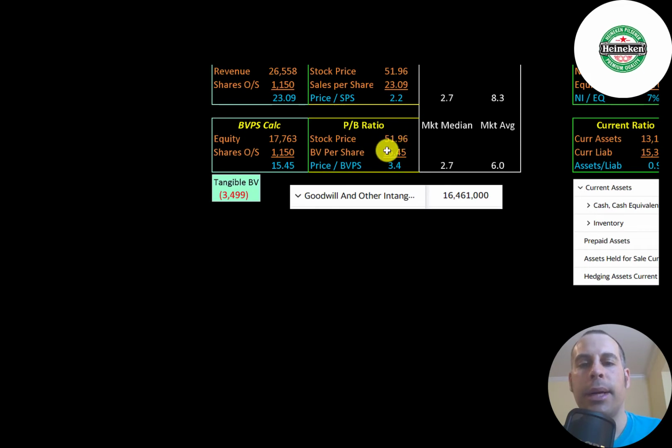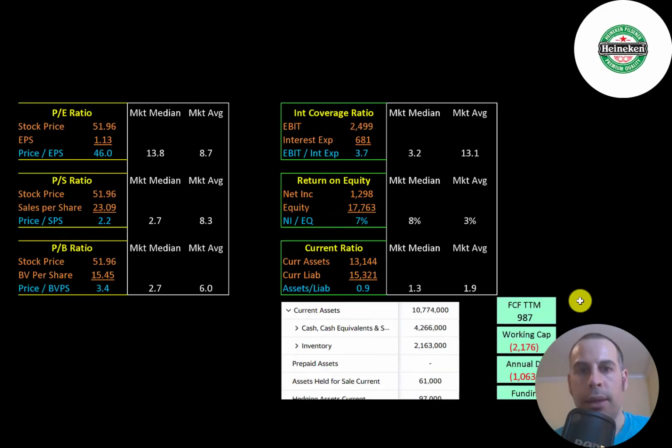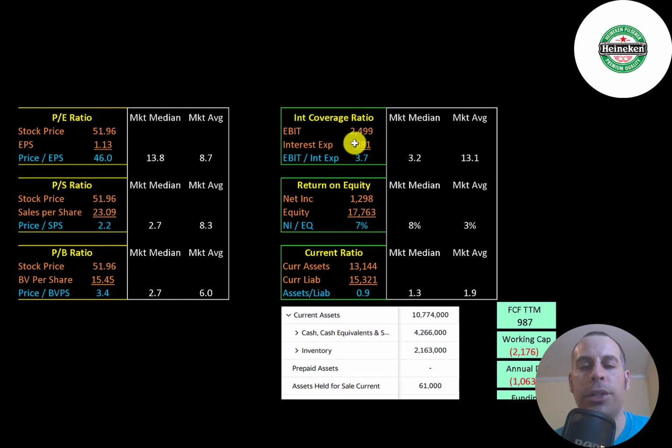Price to book is stock price over book value per share. They're at 3.4. They also have a good price to book ratio. To calculate book value per share, it's equity over shares outstanding. Equity is assets minus liabilities in a balance sheet, and they have $18 billion of equity, negative $3.5 billion of tangible equity, because they have a lot of intangible assets on their balance sheet. The way a company gets intangible assets on their balance sheet is when they acquire another business or merge with another business.